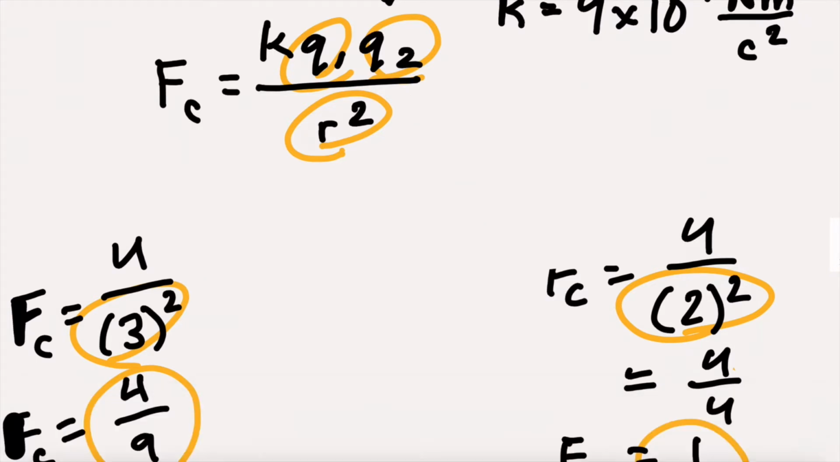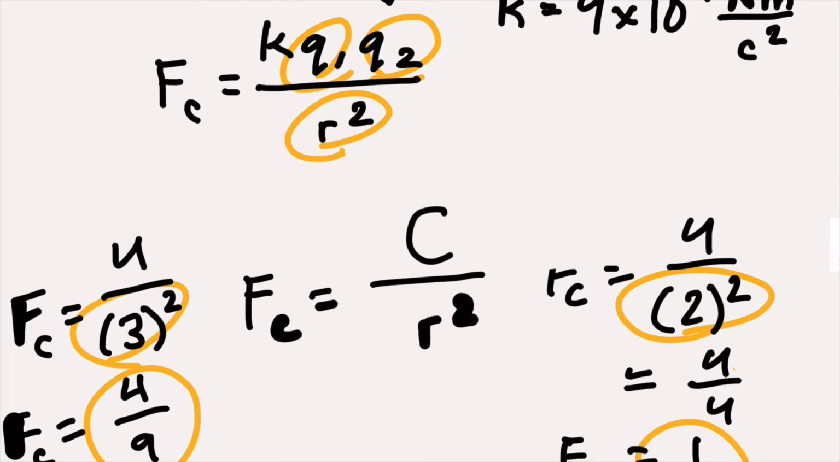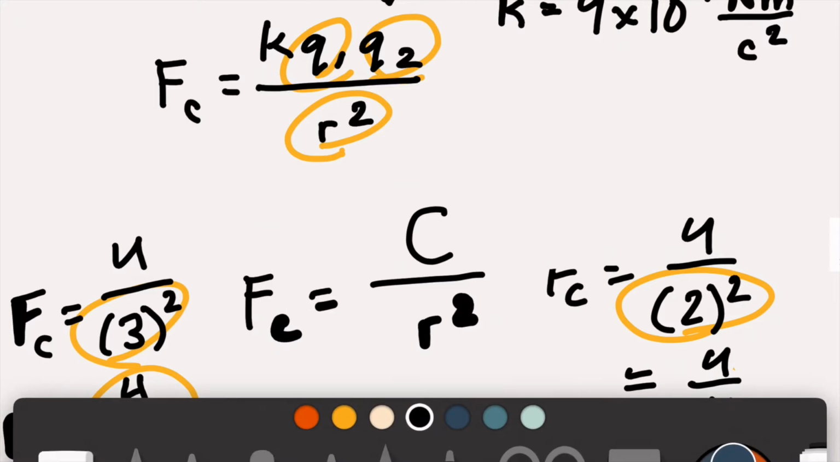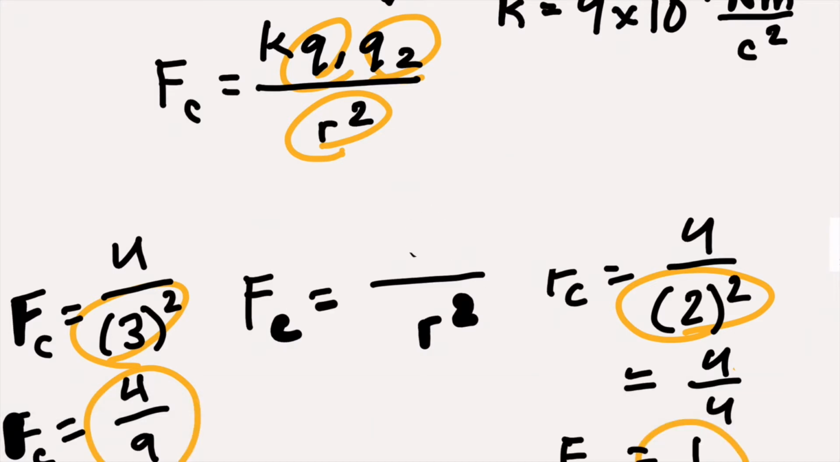That basically means when the numerator is constant, and let's say this constant was 1, Fc varies with the inverse square of r because it is 1 over r and r is squared. Hence, inverse square.